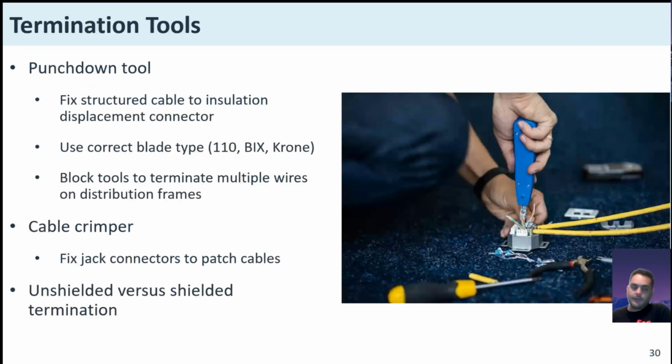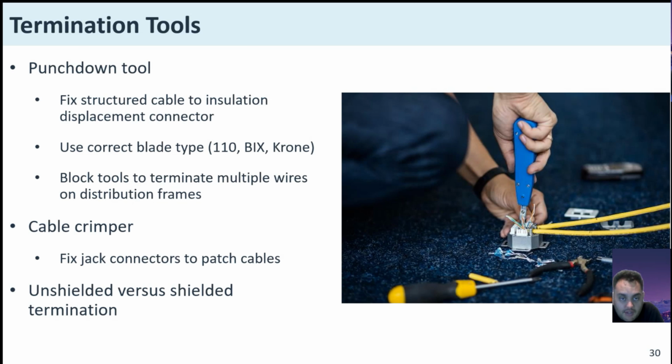Termination tools. Fixed cable is terminated using a punchdown tool. This tool fixes conductors into an IDC. There are different IDC formats, 66, 110, BIX, and Krone. We discussed this, as these require different blades. Many punchdown tools have replaceable blades, though.